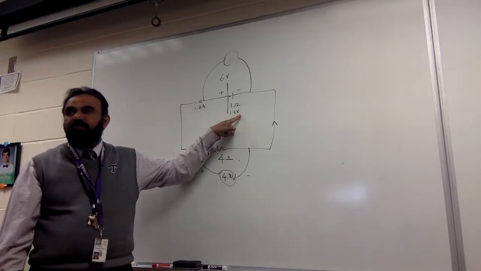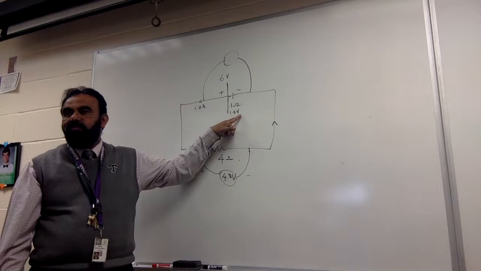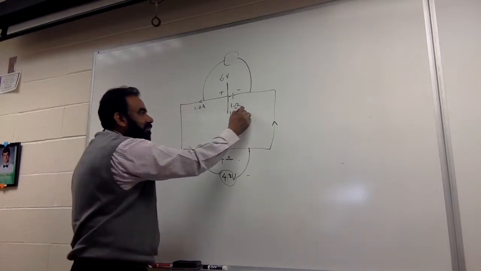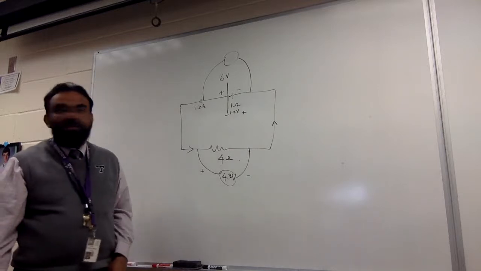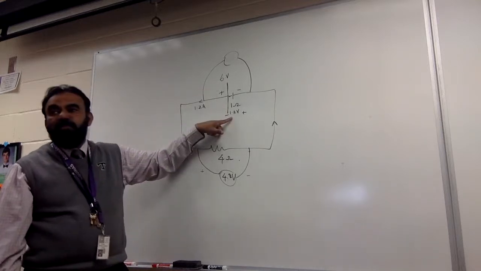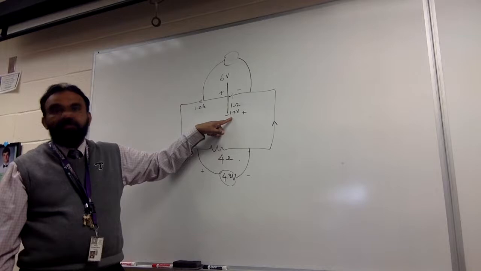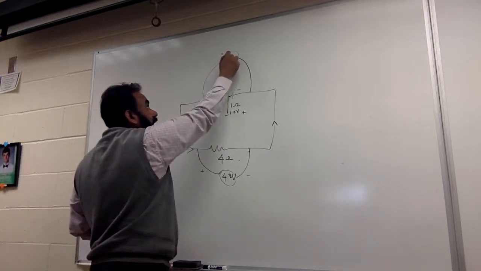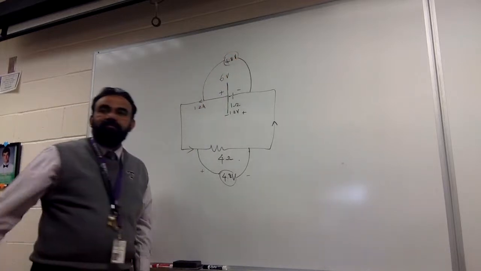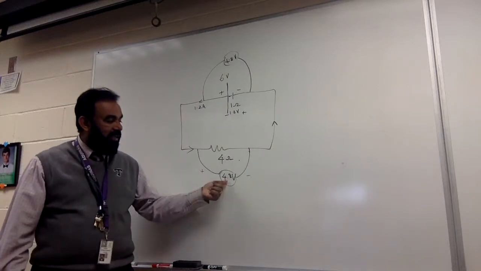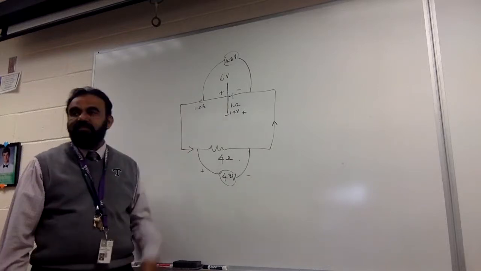The inside drop is 1.2 volts. Which side is positive? And now do the same thing. 6 minus 1.2 is what? And that's what it will read there. So that is going to read 4.8. This is 4.8 because it's the same connection.